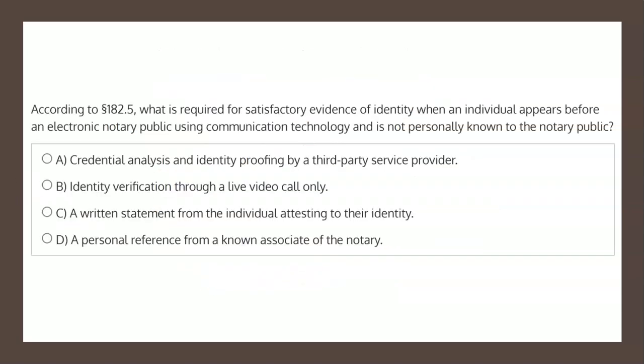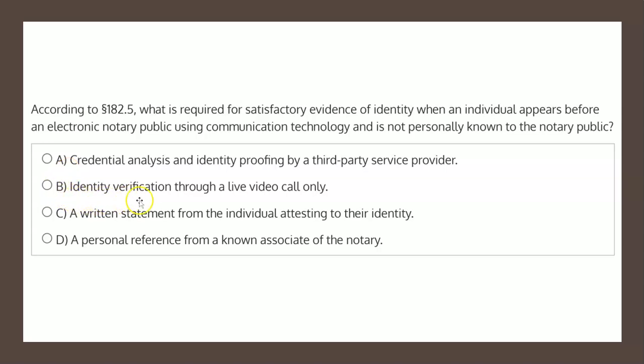So with this in mind, let's have a look at our 4 choices to determine the solution. Choice A states credential analysis and identity proofing by a third-party service provider. Well, this aligns with the law that I read from before, but before we mark it as the correct solution, let's have a look at the other 3 choices just to be certain.